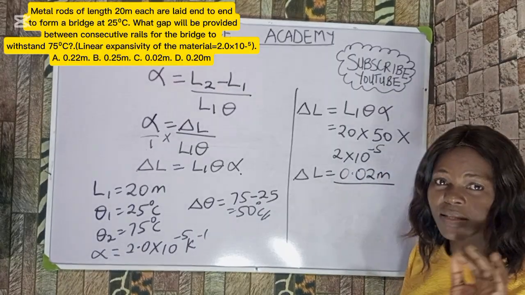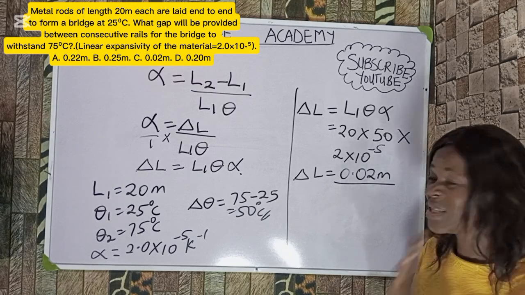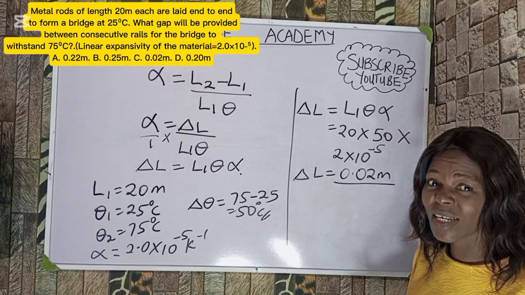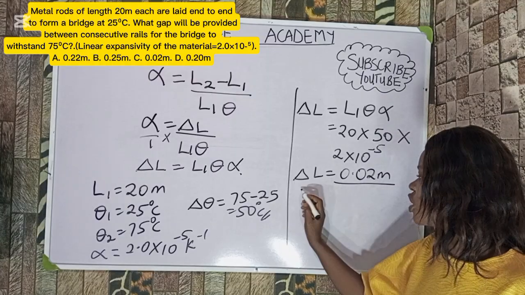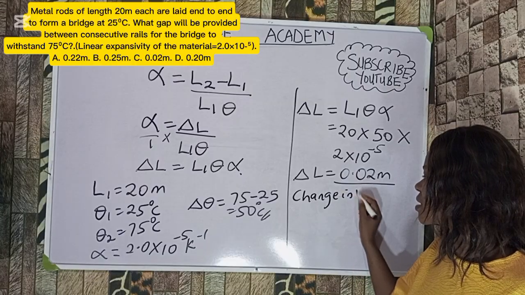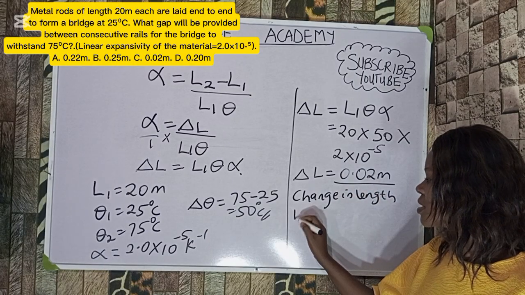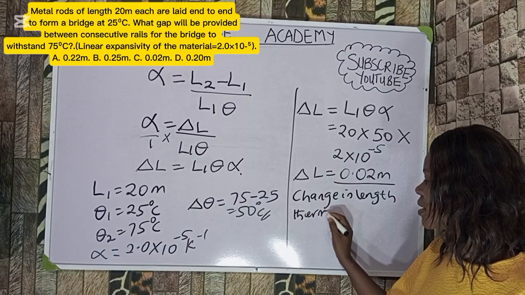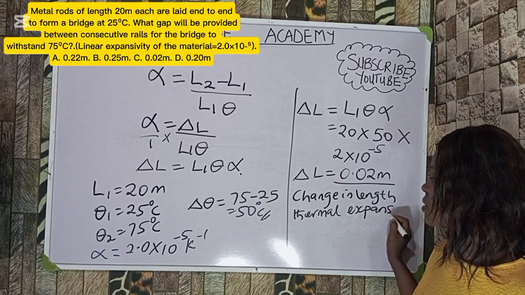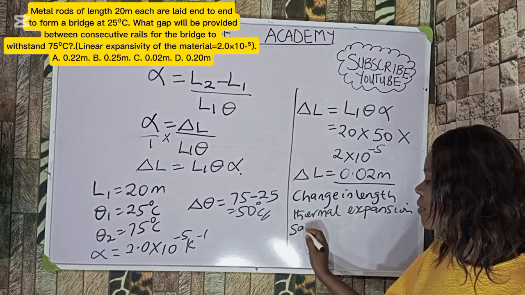The examiner can still rephrase this question into another wording. It's as if it's a different thing, but this is what they want you to calculate. Aside from telling you the increase in length, they can say change in length. They can call this thermal expansion. They can call it safety gap.